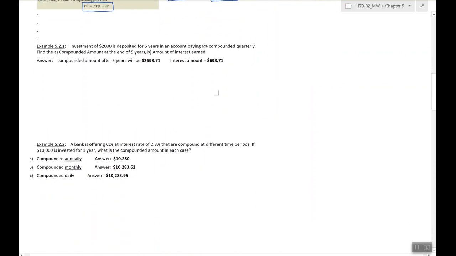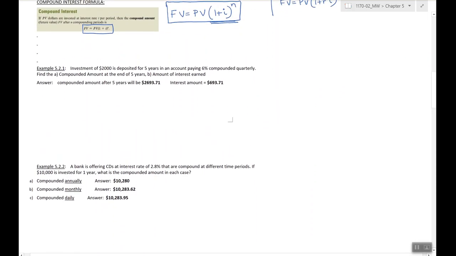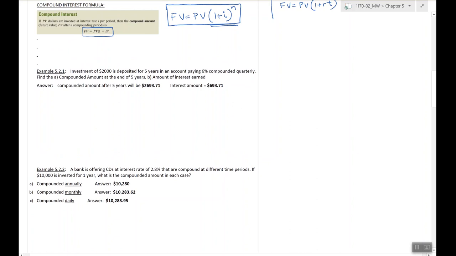So let's look at the first example. An investment of 2000 is deposited for 5 years in an account which is paying 6% compounded quarterly.